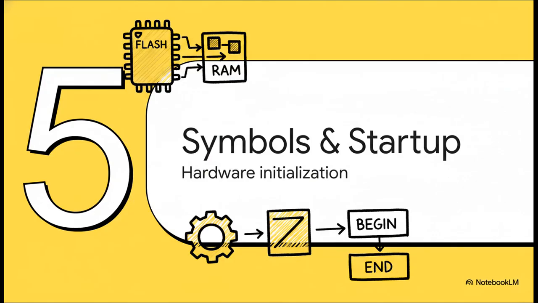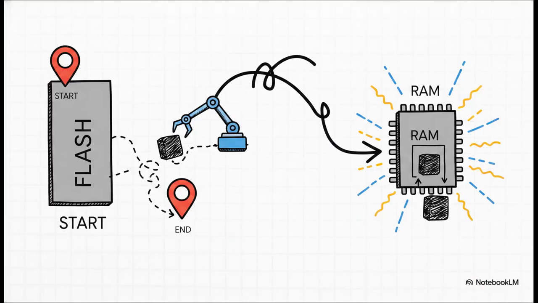That takes us to section 5, symbols and startup sequences, or basically breathing life into the hardware. So if your startup script has to physically copy memory from flash to RAM just to initialize variables, how does it actually know where those memory boundaries are? The secret is linker-generated symbols. Since the linker is the one assigning all the final addresses, it generates these critical symbols, like _sdata and _edata, and injects them straight into the binary.